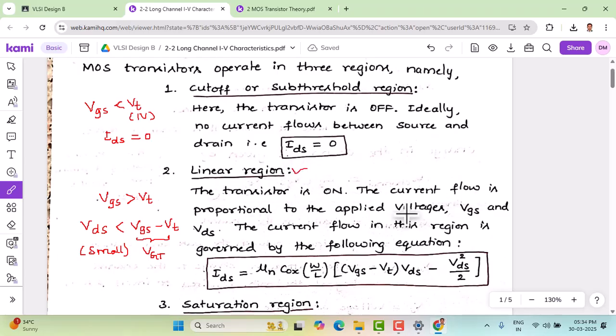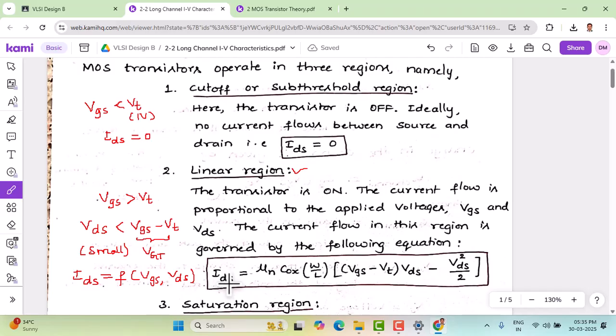The current flow is proportional to the voltages VGS as well as VDS. So let us write here that the drain to source current in this region is a function of both VGS and VDS. As long as VDS is small and VGS is greater than VT, the transistor will operate in the linear region, and the drain to source current depends on gate to source voltage and drain to source voltage. The current flow in this region is governed by the following equation. We'll derive this equation in a couple of seconds.